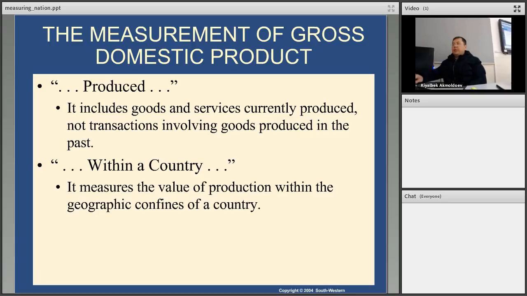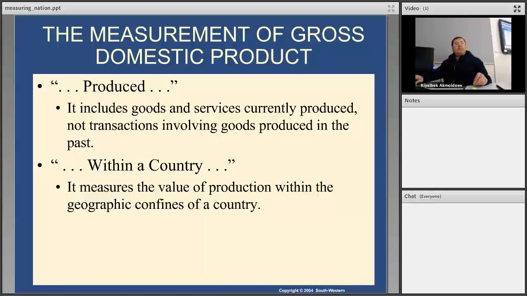Within a country, it should be inside the geographical borders of the country. It means the value of production within the geographic confines of the country. So, for example, a Kyrgyz citizen who is working, let's say, in Russia, his product is not included to GDP because he is not producing goods and services in Kyrgyzstan.